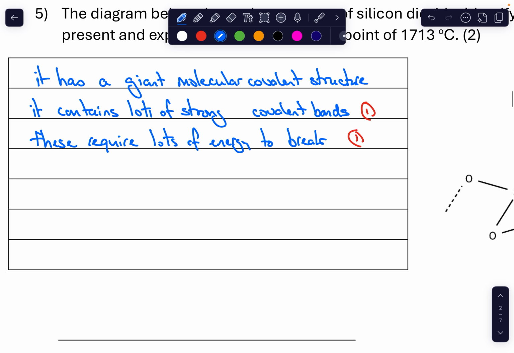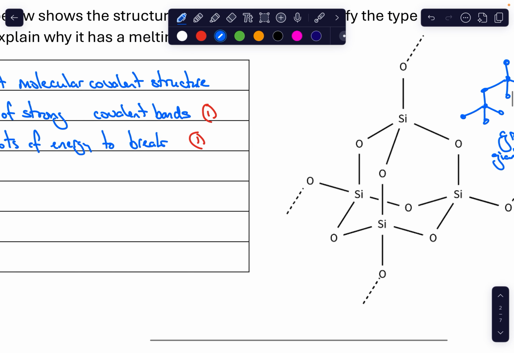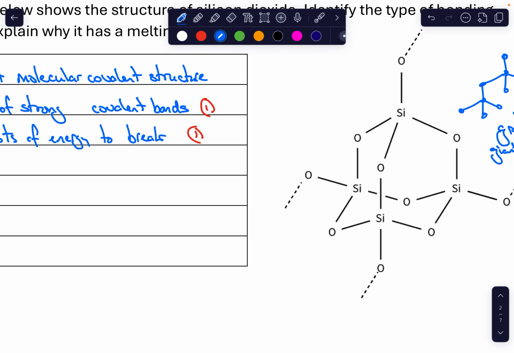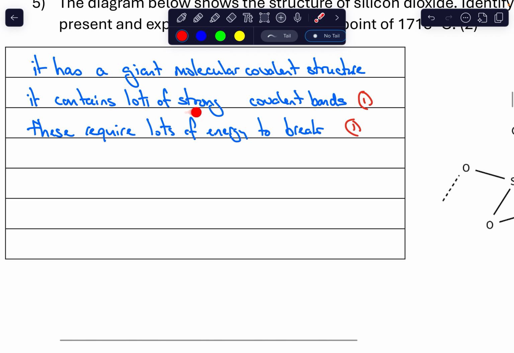So here we say it's got a giant molecular covalent structure. This means it contains lots and lots of covalent bonds. So all these lines in between them are the covalent bonds. So it contains lots of strong covalent bonds. And because there's lots of them and they're strong, these require a lot of energy to break. And that's why the melting point is so high.